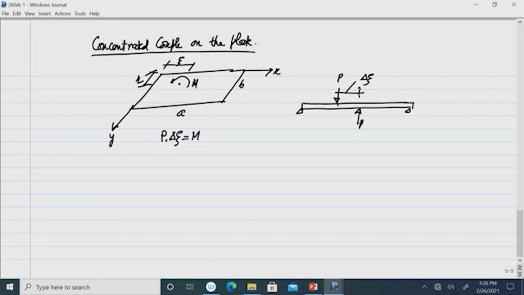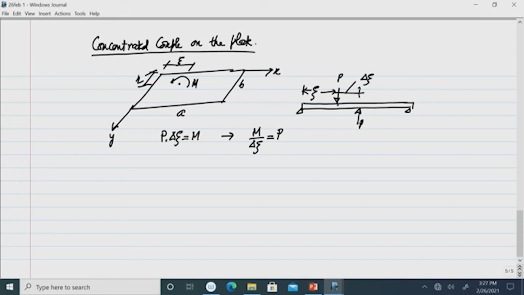Now, if we decrease d xi to a very small value while maintaining the original value of the moment, P into del xi, we must proportionately increase P. This procedure is identical with replacing P by M by d xi. So, P can be replaced by M by d xi. Now, here at this point you are getting a downward load P, and at this point you are getting an upward load P. So, at the location xi, the downward load is P, and at the location xi plus delta xi, the load is upward and its value is P.